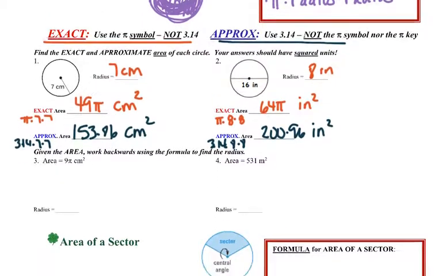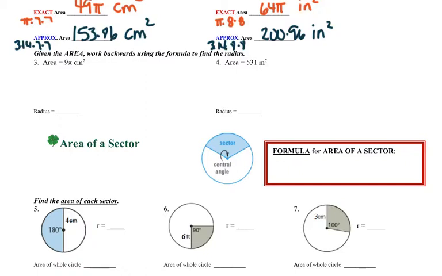Sometimes we have to work backwards, and you'll know if you're doing exact or approximate by what they give you. So here I see a pi symbol, so I know it's pi symbol times radius equals 9 times pi. Those pi symbols cross out, what number times itself is 9? It's 3 times 3.